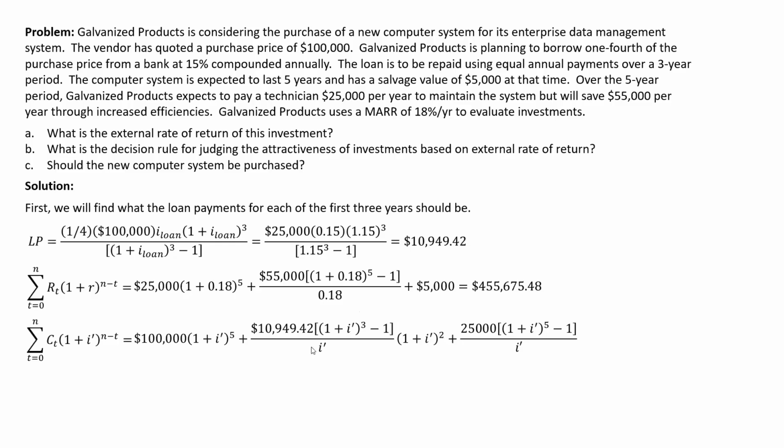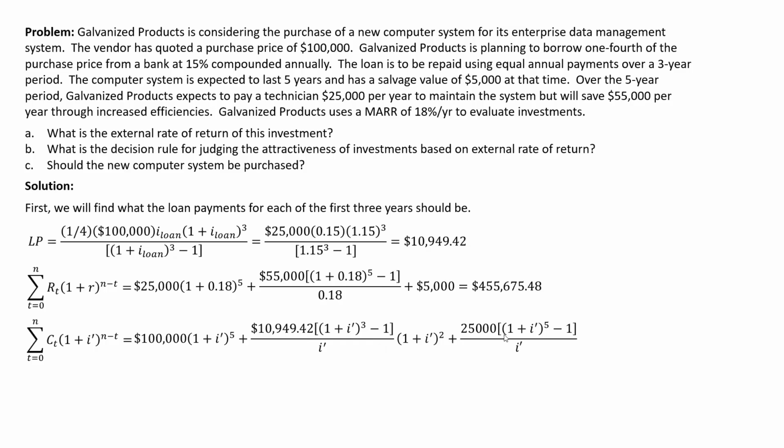If you can come up with some other way of doing this, perfectly fine. For instance, you could go 10,949.42 times (1 + i') to the 5 minus 1, right? This times (1 + i') raised to 5 minus 2 and raised to 5 minus 3. So that is another way, but they are both the same. Cool. All right, what else?